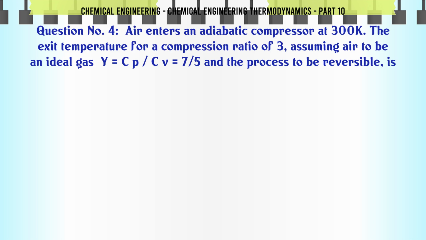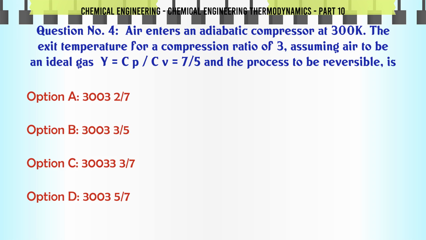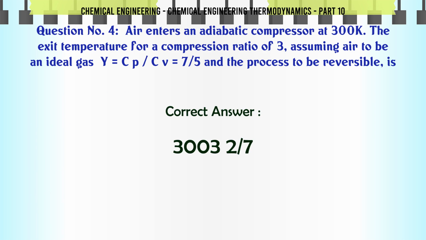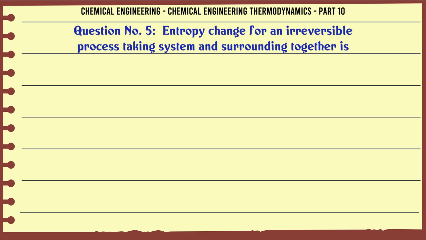Air enters an adiabatic compressor at 300 K. The exit temperature for a compression ratio of 3, assuming air to be an ideal gas with Cp/Cv of 1.4 and the process to be reversible, is: A. 300 K. B. 327 K. C. 335 K. D. 357 K. The correct answer is 327 K.